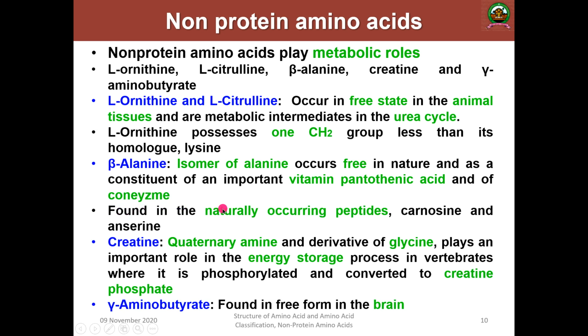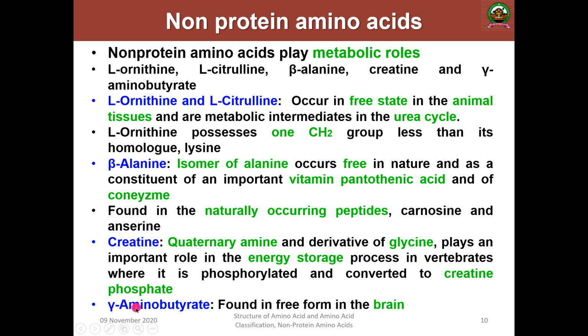It is also found in naturally occurring peptides, carnosine and anserine. And creatine is a quaternary amine, a derivative of glycine, which plays an important role in the energy storage process in vertebrates, where it is phosphorylated and converted to creatine phosphate. So that has a very important role in energy storage.